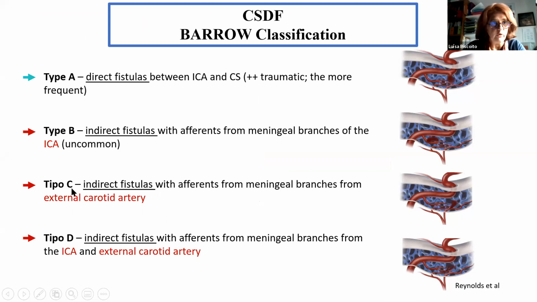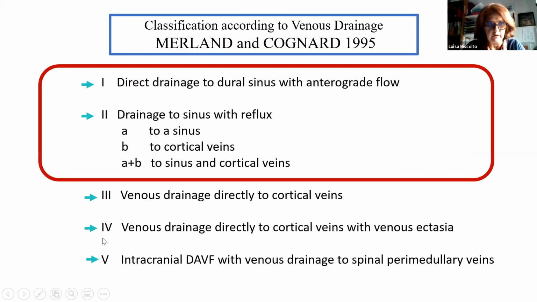From the classification point of view, the Barrow classification is done based on the afferents of the arteries. So we have the type A, that is the direct fistula that we are not going to speak about today. And then the other three, the type B, C, or D, depending on the afferents. So the B is only afferents by the ICA, the C only from the external carotid artery, and finally the D is from both, from ICA and external carotid artery. And these are the more frequent that we see in the clinic.